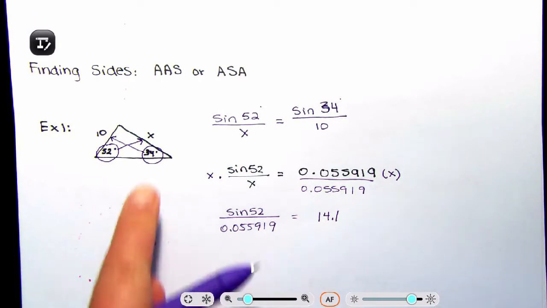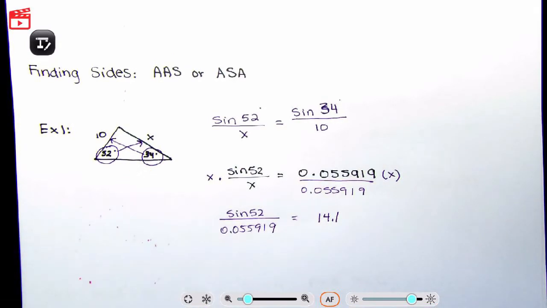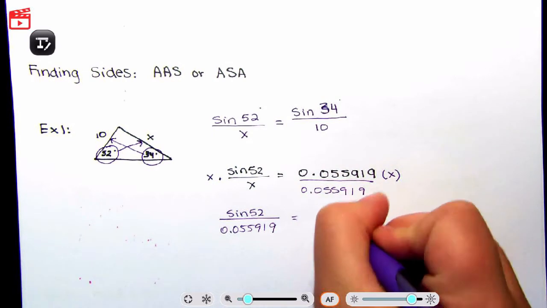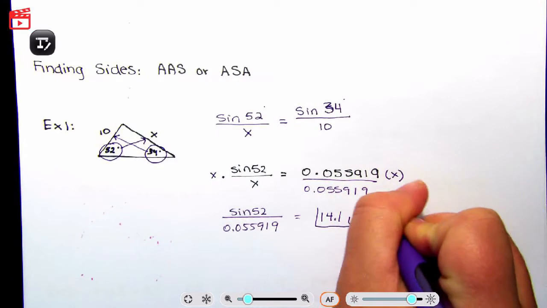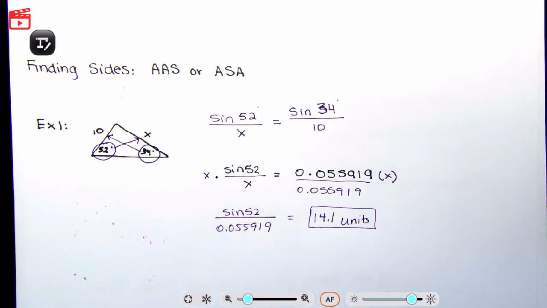Now, there are no units for the side measure, so we don't know if this is inches, feet, yards, or miles. We just know that it's a unit, so we're just going to write units. So what is the length of x? The length of x is 14.1 units.